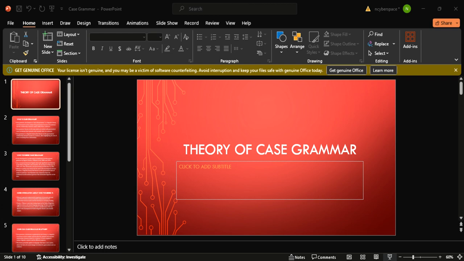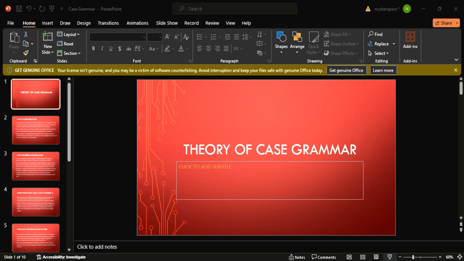Next is manner. The manner case indicates how an action is performed. John completed the task quickly. So how did John complete the task? He completed the task quickly. Quickly is the manner, which indicates how he performed the action.